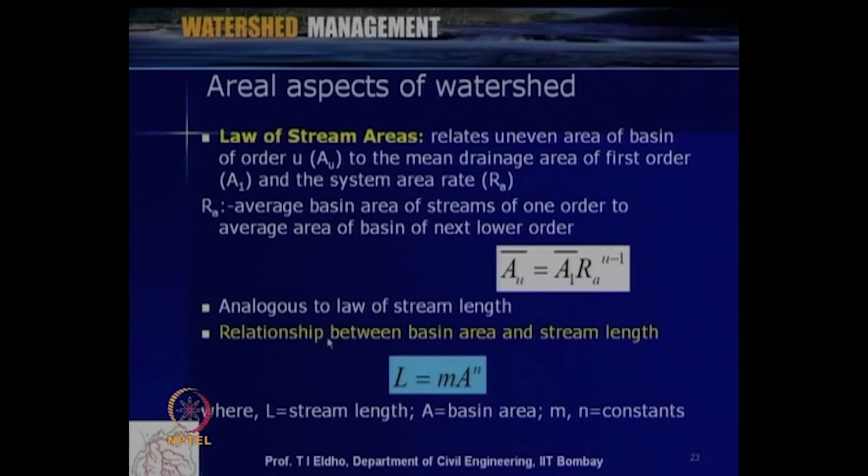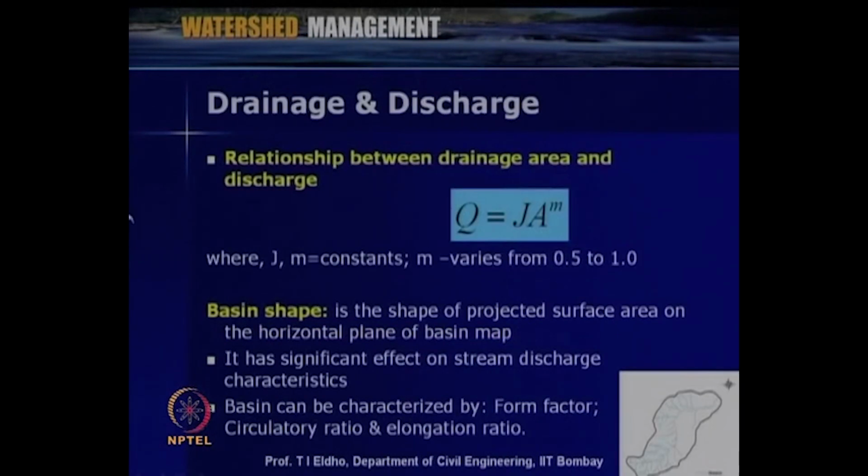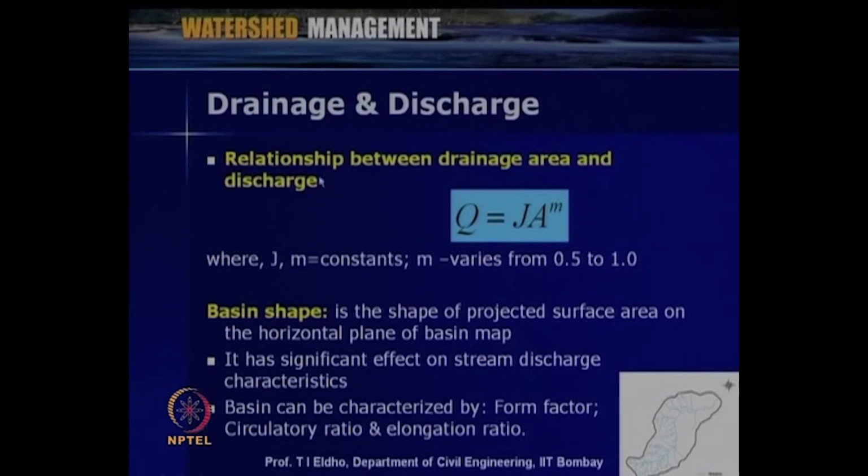And then we can have a relationship between the basin area and the stream length. L is equal to m into A to the power n, where L is the stream length, A is the basin area, and for the considered watershed m and n are some constants. Then based upon this area and the drainage pattern, we can have some relationship as far as the drainage and discharge is concerned.